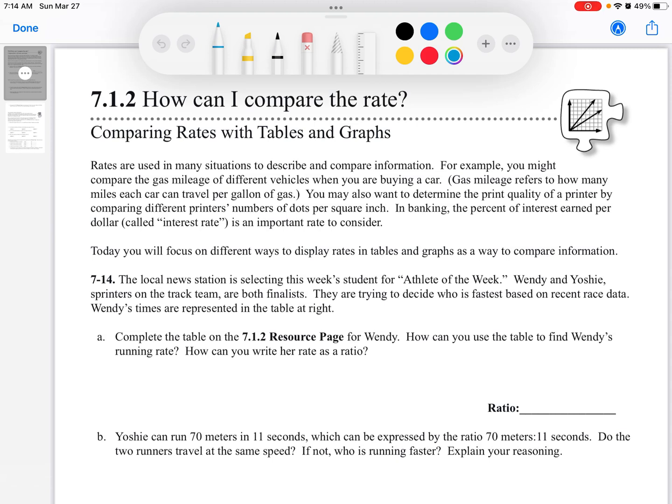Hello there, this is 7.1.2, the video for this lesson. Warn you ahead of time, just thinking about all the back and forths and how this will work, this will probably be a little bit longer video, and I apologize for that.